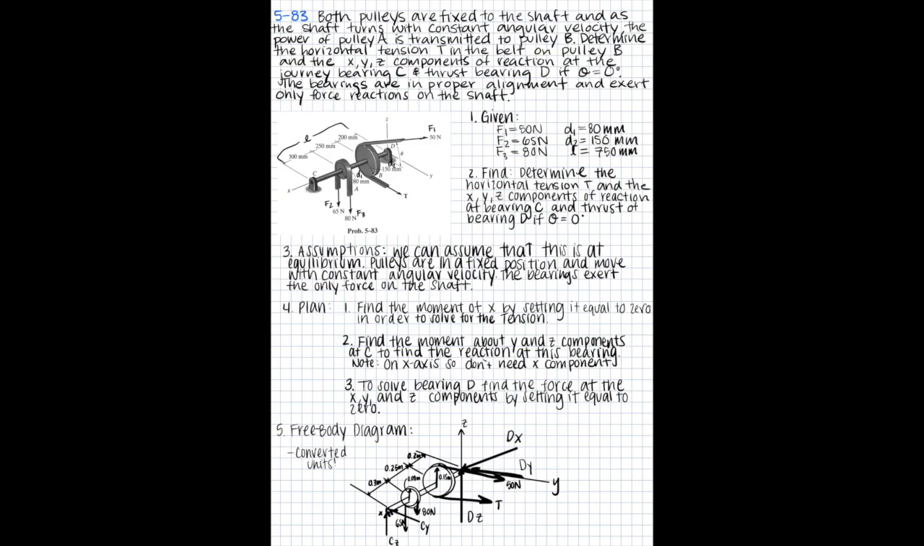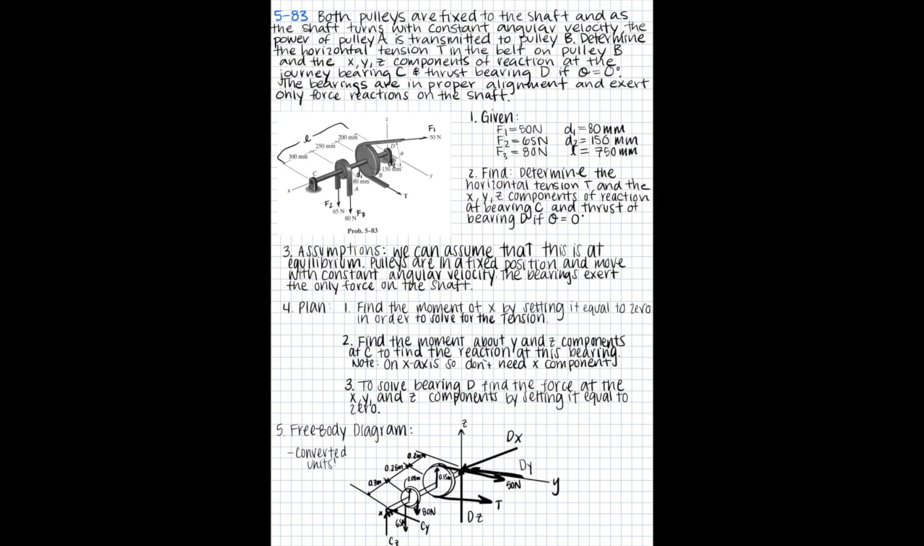The question states both pulleys are fixed to the shaft, and as the shaft turns with a constant angular velocity, the power of pulley A is transmitted to pulley B. Determine the horizontal tension T in the belt on pulley B, and the X, Y, and Z components of the reaction at the journal bearing C and thrust bearing D if theta equals 0. The bearings are in proper alignment and exert only force reactions on the shaft.